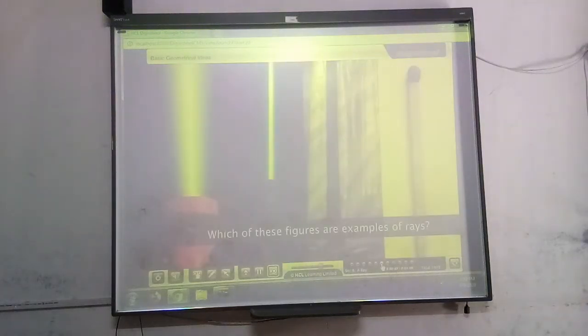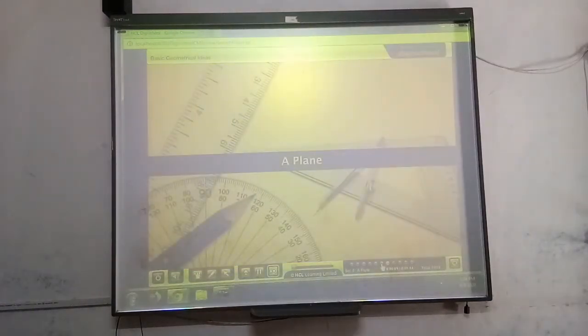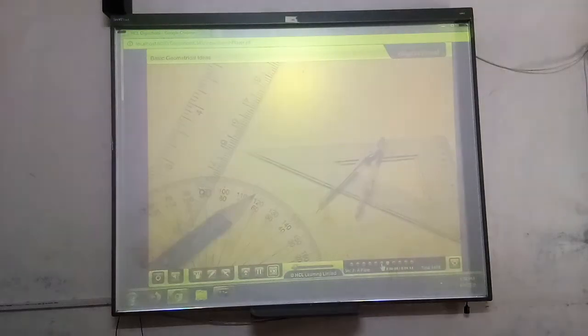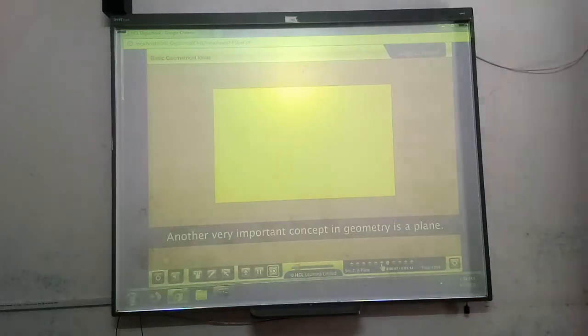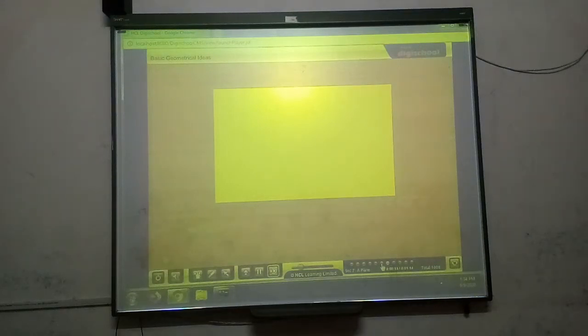Another quick question. Which of these figures are examples of rays? A flashlight, a laser beam, and sun rays are examples of rays. Another very important concept in geometry is that of a plane. Consider this sheet of paper. It has a flat surface. Now imagine its edges extend endlessly.